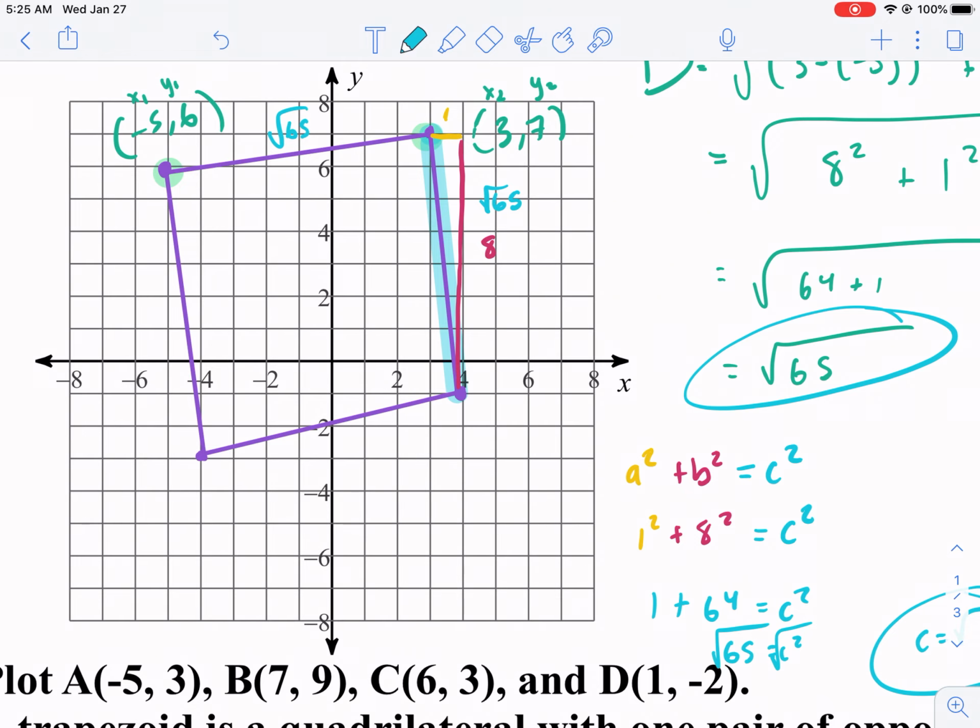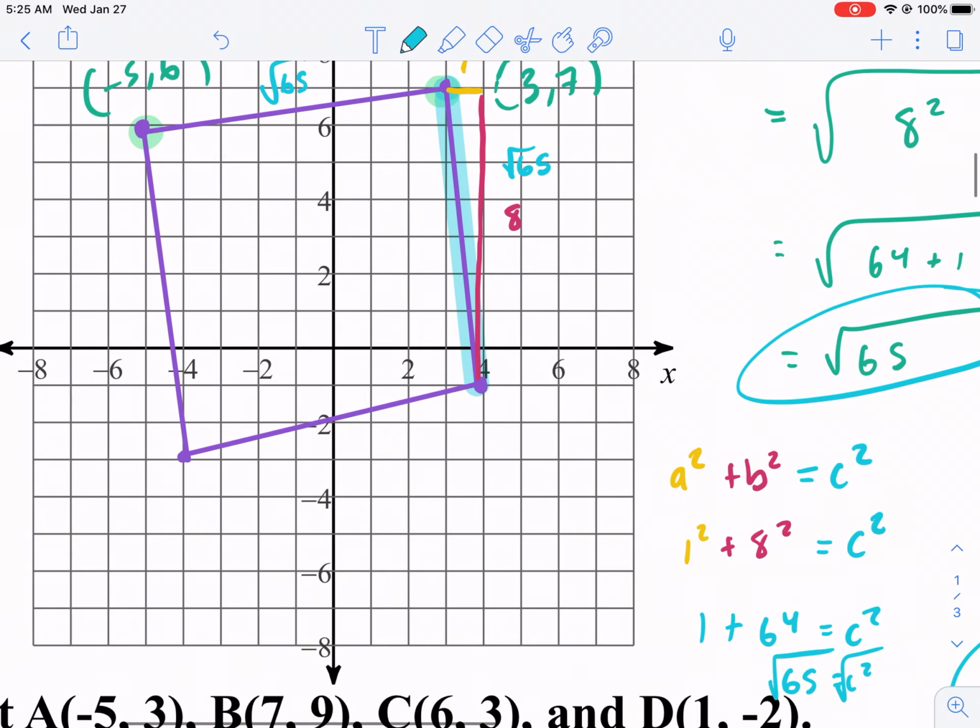So let's go ahead and do that. To do that, I'm going to use the same process, which is I'm going to choose 1, 2. I am creating right triangles, and you're going to use the Pythagorean theorem. 1, 2, 3, 4, 5, 6, 7, 8.